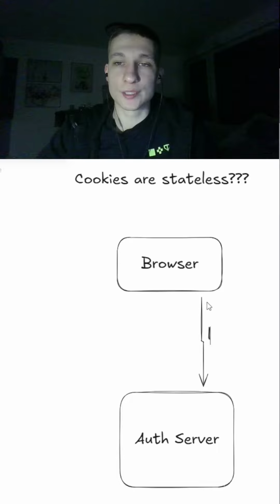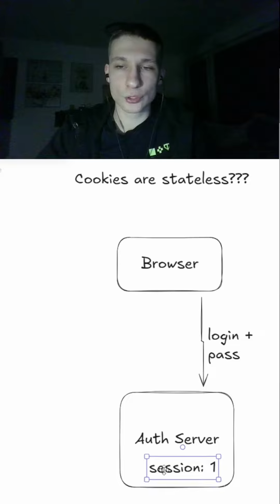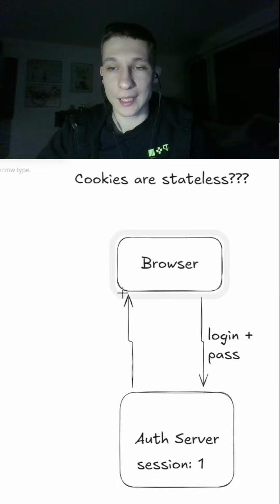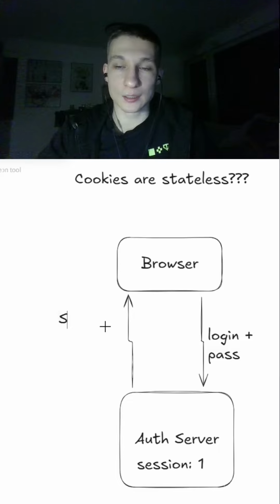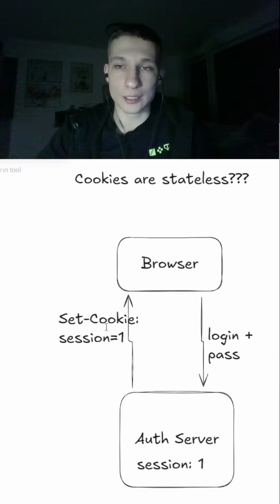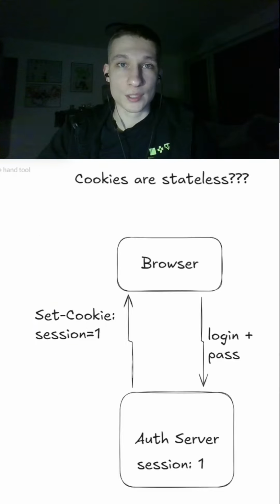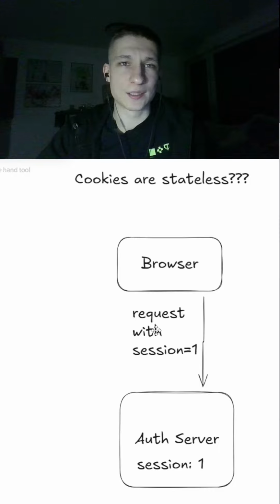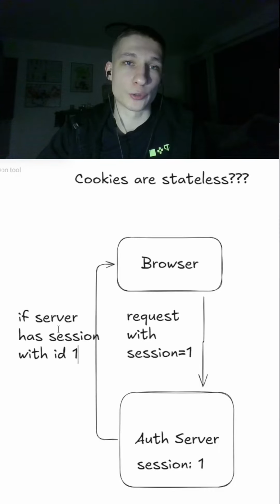The setup usually is the following. The browser authenticates the user with login and password. The authorization server checks it and sets the session ID representing the authorization. After that, the authorization server sends this session ID back to the browser via cookie. Starting from this point, the browser sends this session ID with each request to the authorization server.